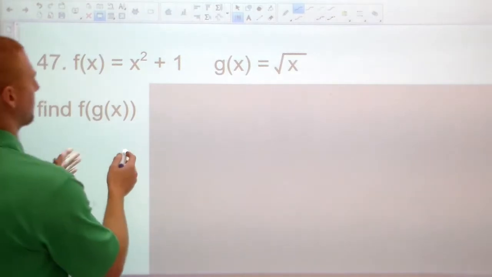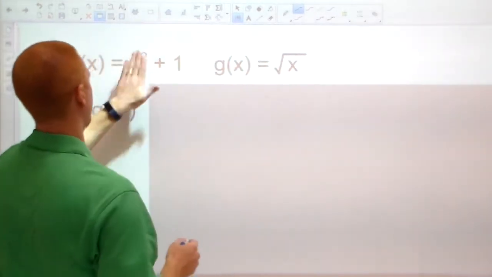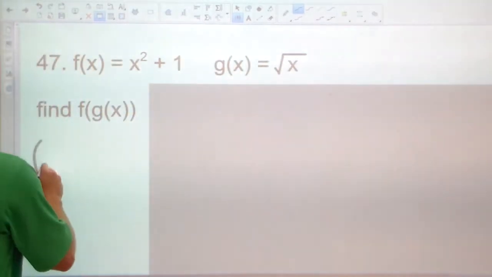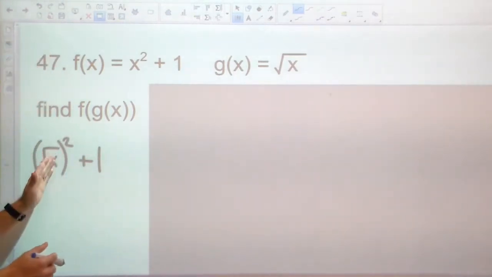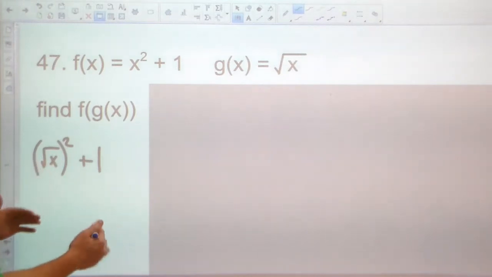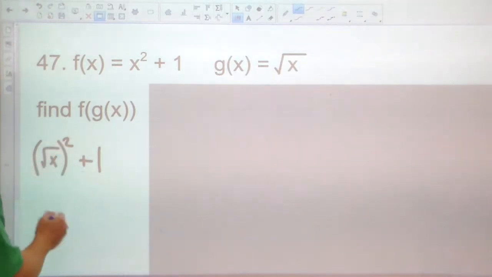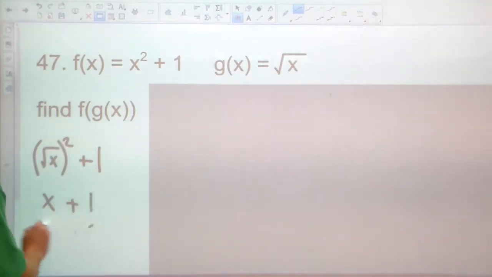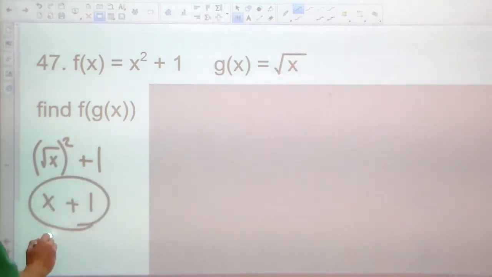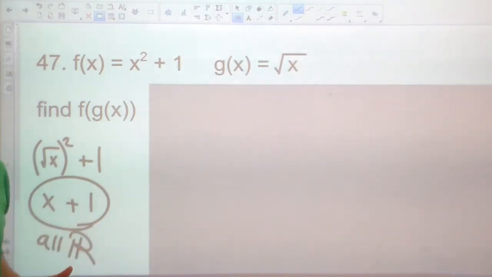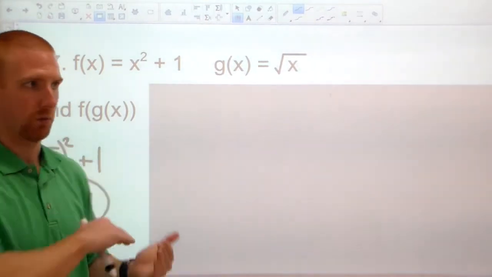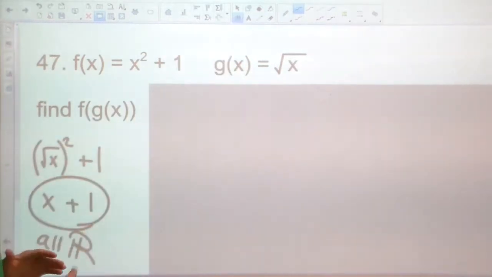So f of g of x, it's pretty straightforward when we just plug square root of x in for x squared. So square root of x squared plus 1, and hopefully this is pretty straightforward. You square your square root, you just get x out. So that is the function, and all real numbers is definitely going to be the domain for that function. That's a line. It's x plus 1, so it's a line that goes on forever, both directions.